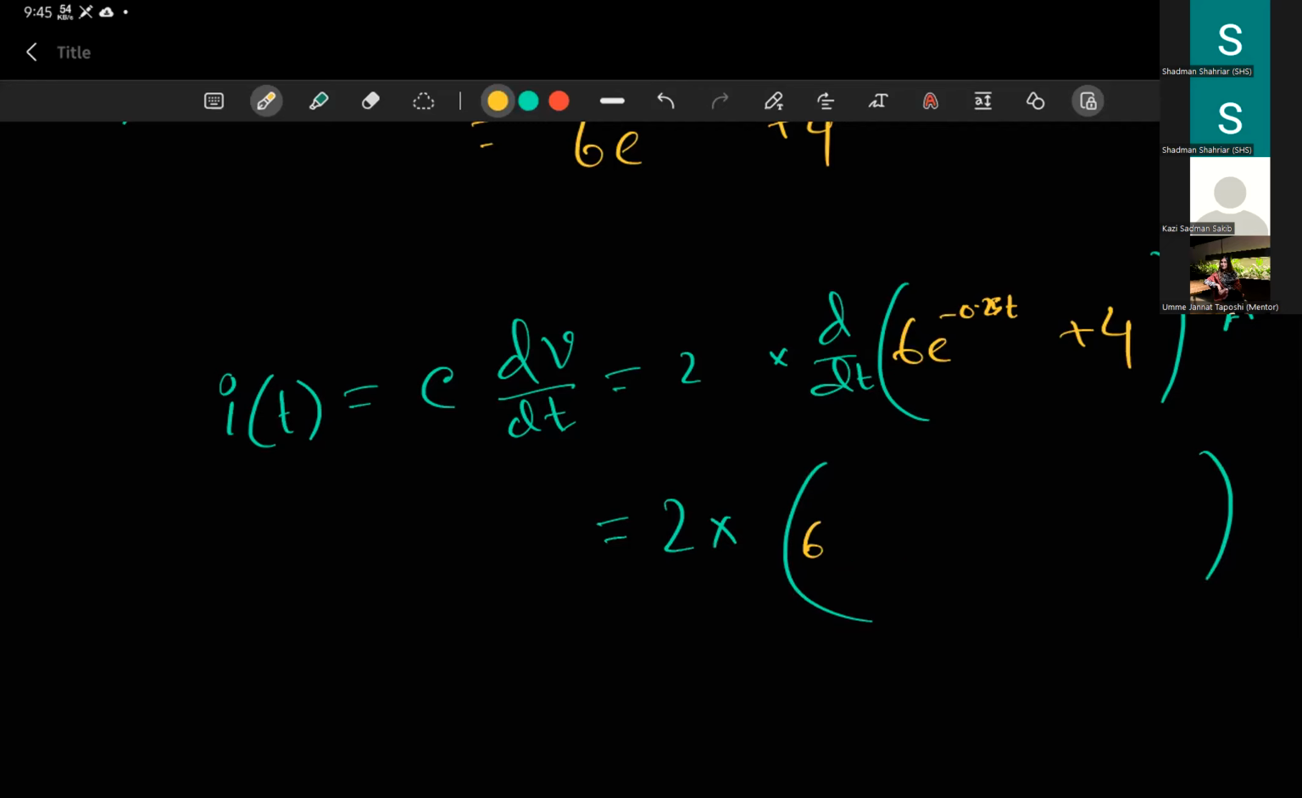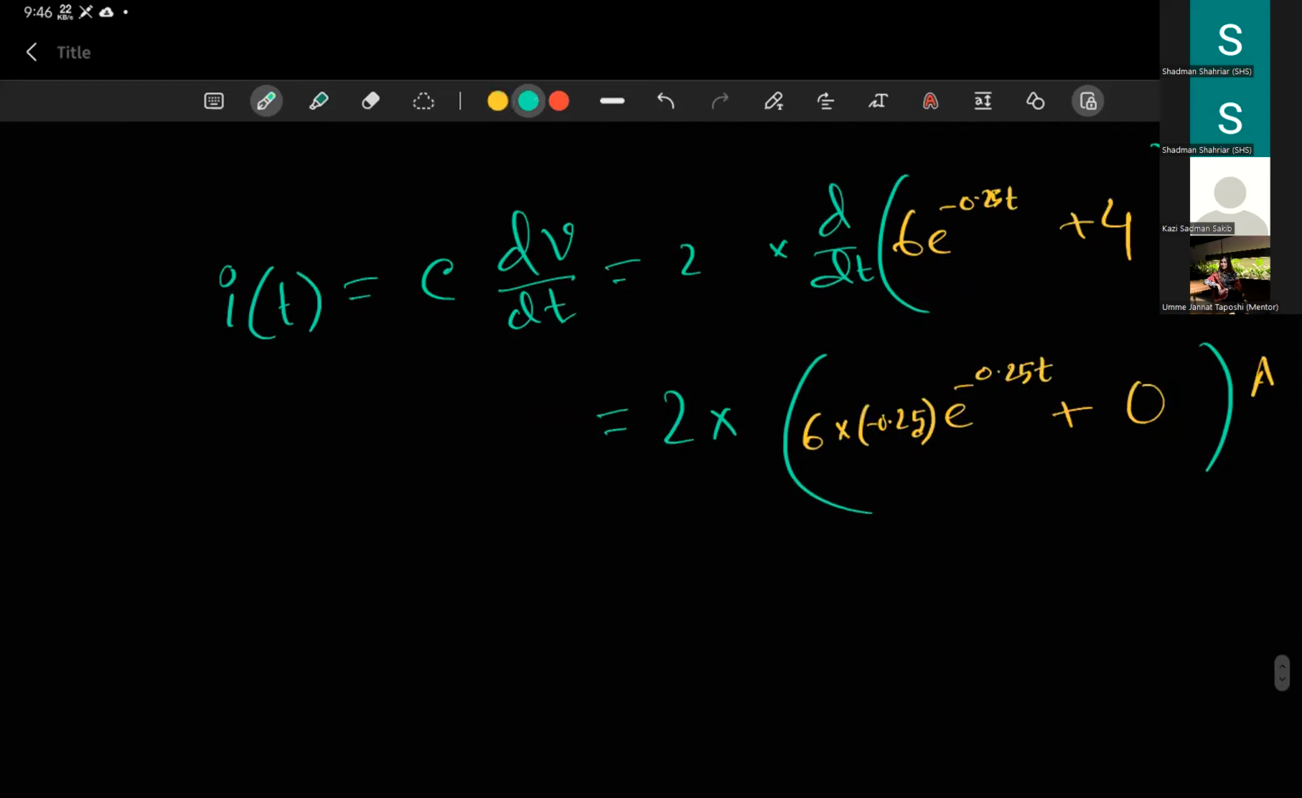In that case, the m comes to the bottom, and you have e to the power minus 0.25 t. Plus, you also have to take a derivative of this 4, and the derivative of a constant is basically 0. Okay, this is not a function of t. That is why the derivative is 0. And if you multiply, I think you should get 6 times... So this is 3, right? e to the power 0.25. This is your equation.